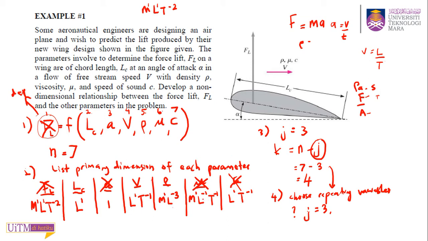So it leaves you only L, V and rho. And this is your repeating variables: L, V and rho. These are the 3 variables that you will choose. And these are common: length is common, velocity is common, density is common. So you will choose the length, the velocity, and also the density. Okay. Do you understand how you choose the repeating variables?